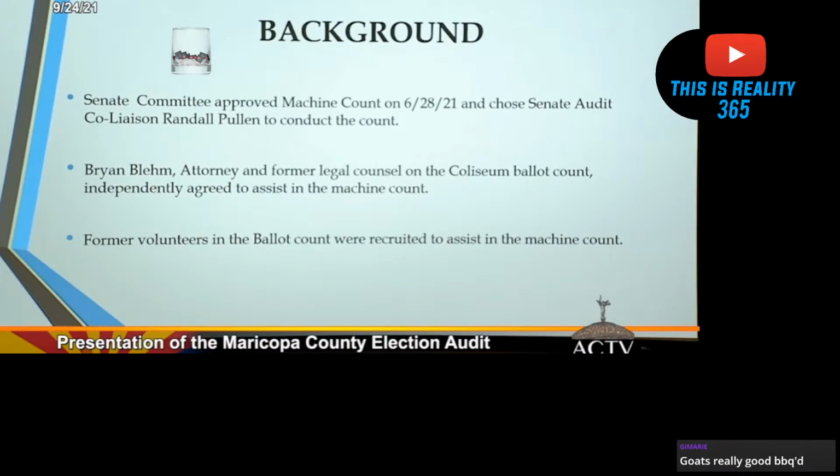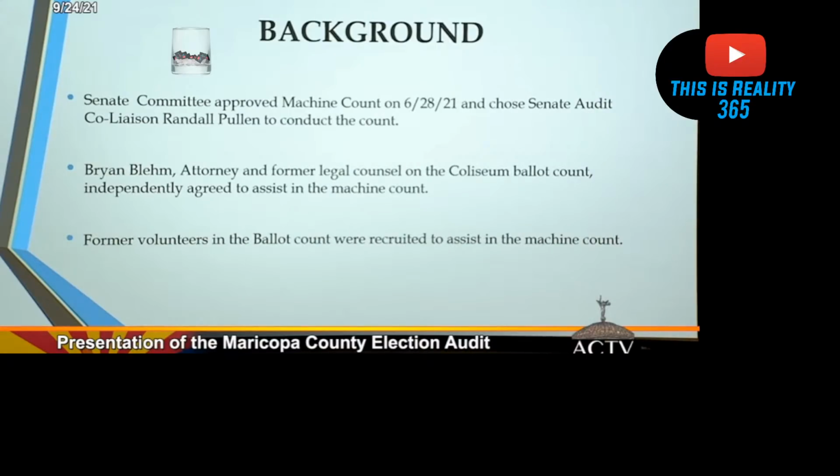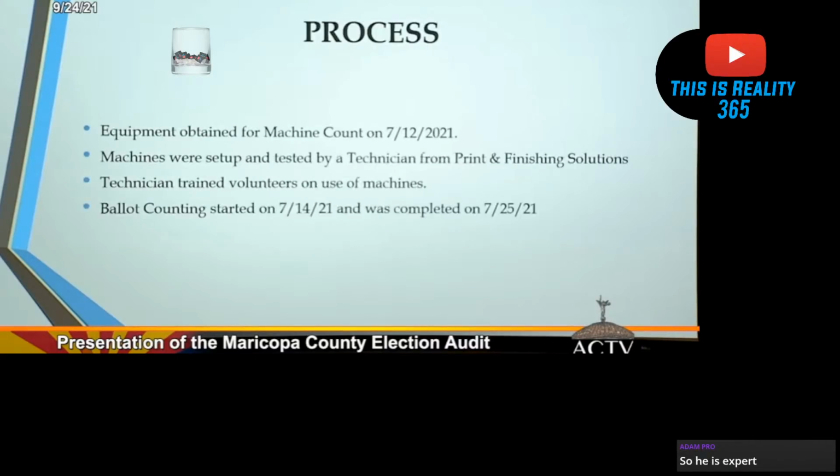I immediately got Brian Blehm, who was the attorney who had worked on the floor of the Coliseum and was the legal counsel that dealt with any forensic issues that came up on the floor during the hand count. And by the end of June, he was no longer a contractor with the Cyber Ninjas. He was independent, and he agreed to assist in the machine count. We also enlisted a lot of former volunteers who had worked on the floor doing tally counts as well as working in the corrals, taking care of the ballot boxes. And so we put together a pretty good team.